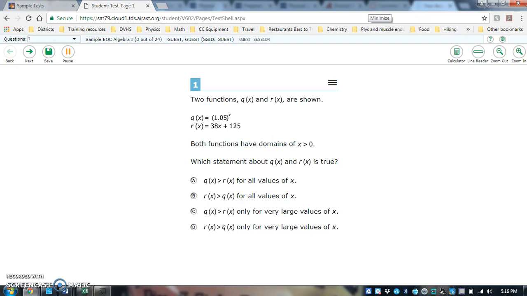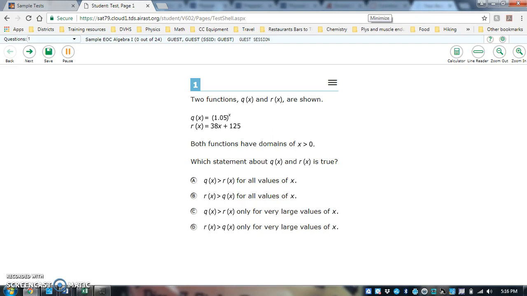One thing we have to understand is exponentials grow by multiplication, whereas linear functions grow by addition. So eventually, all exponentials will outgrow linear functions, which means option B, where our linear function is greater all the time, and option D, where our linear function is greater at very large values of x, cannot be true. So we can eliminate those.